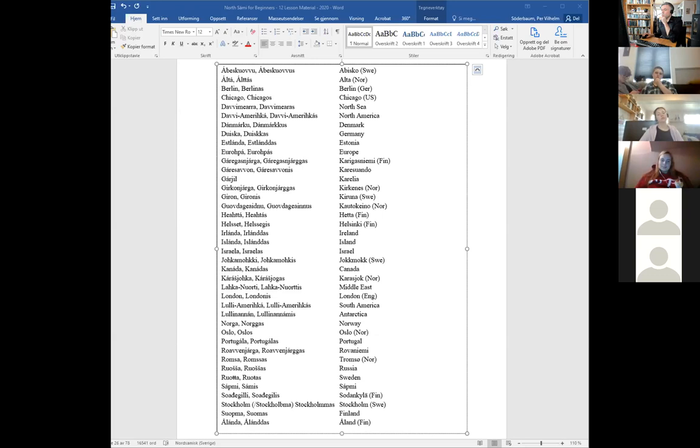Aussies don't get a translation, apparently. New Zealand is Odda Zelanda. A little bit like that? Odda Zelandas in locative.